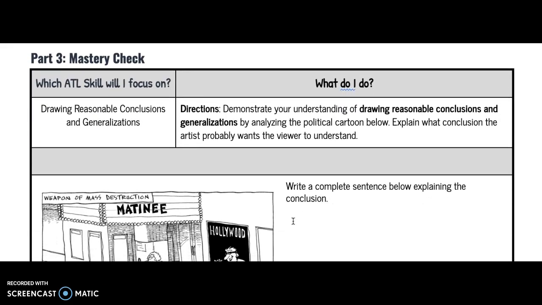Finally, let's look at the mastery check. We're still focusing on drawing reasonable conclusions and generalizations, and I have the same directions as the practice. You're demonstrating your understanding of the skill by analyzing the political cartoon below. Explain the conclusion that the artist probably wants the viewer to understand.